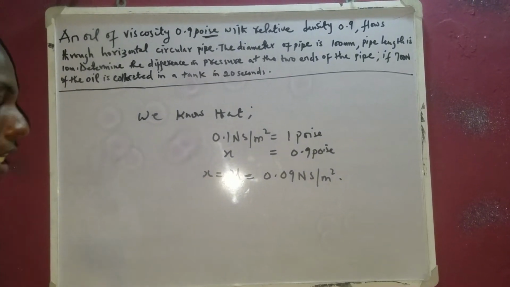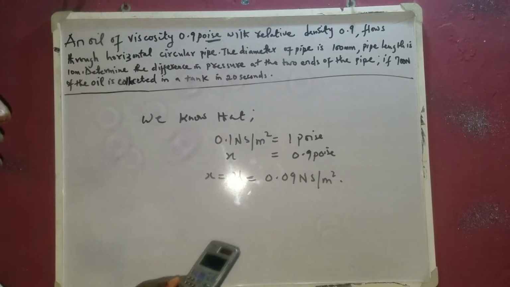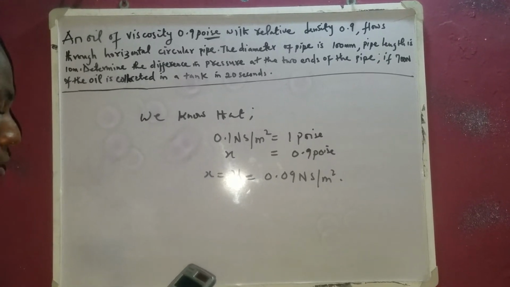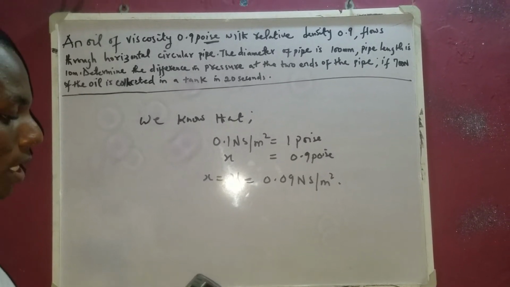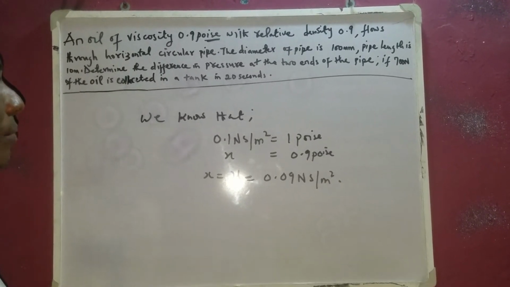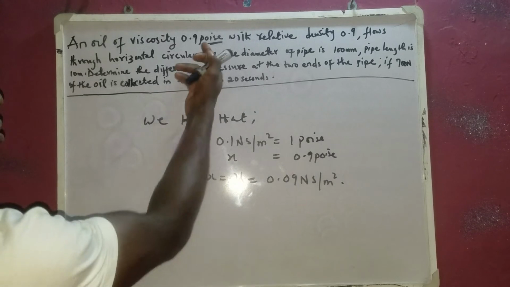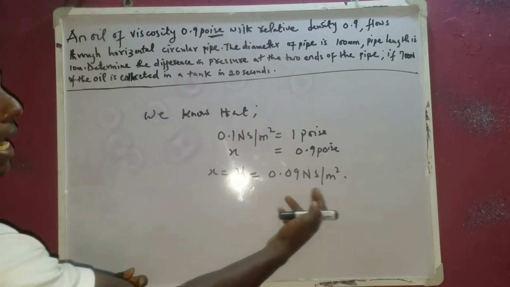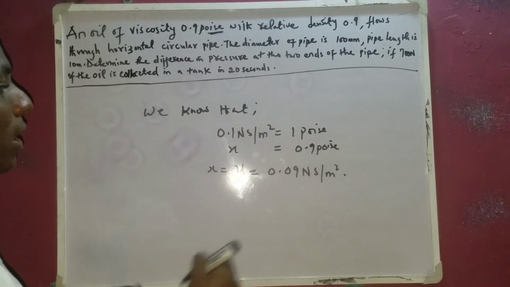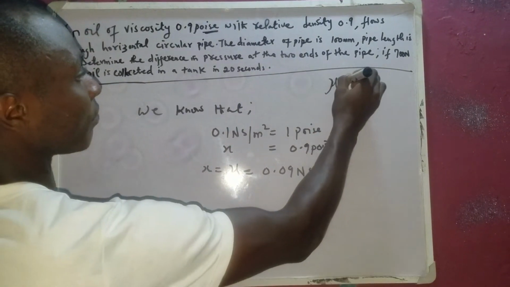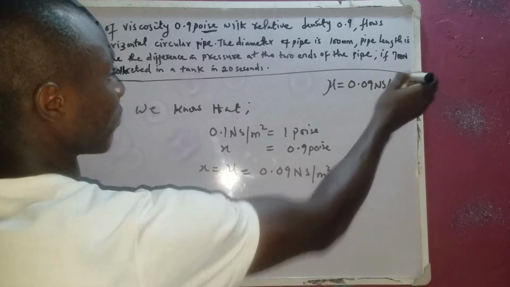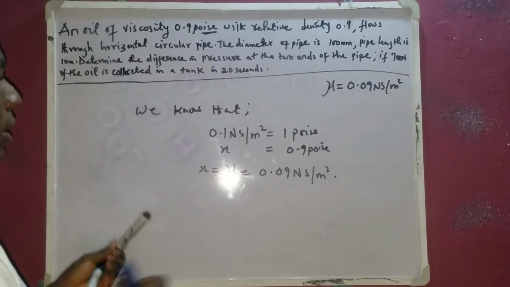Any difficulty there, we can confirm using our calculator: 0.9 multiplied by 0.1, and there we go, 0.09 Newton second per meter square. So that's how we convert from poise to SI units. Great. So that's that. So let's write our value here, so that we can erase this.